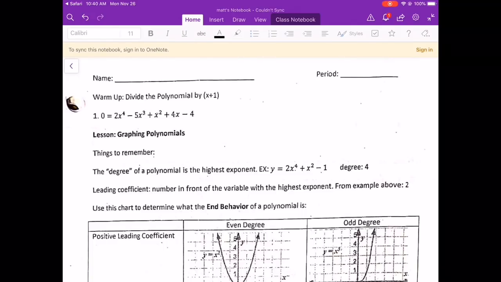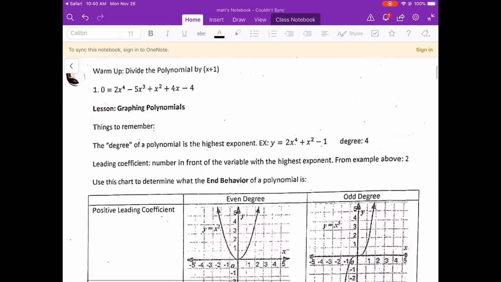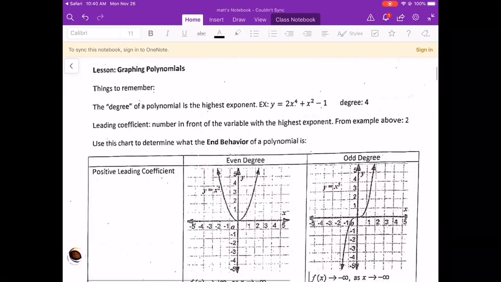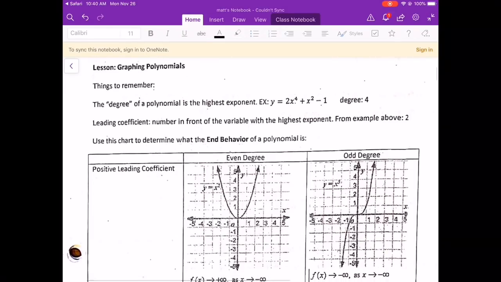So the first pages of your packet really do give you the guided notes that you need to make sure you understand a couple of key features that we're going to talk about today. I'm going to skip over the warm-up and get right into the lesson. Keep in mind that the degree of a polynomial is the highest exponent, and the leading coefficient tells you a lot about positive or negative behavior, as far as reflection of the polynomial's graph.